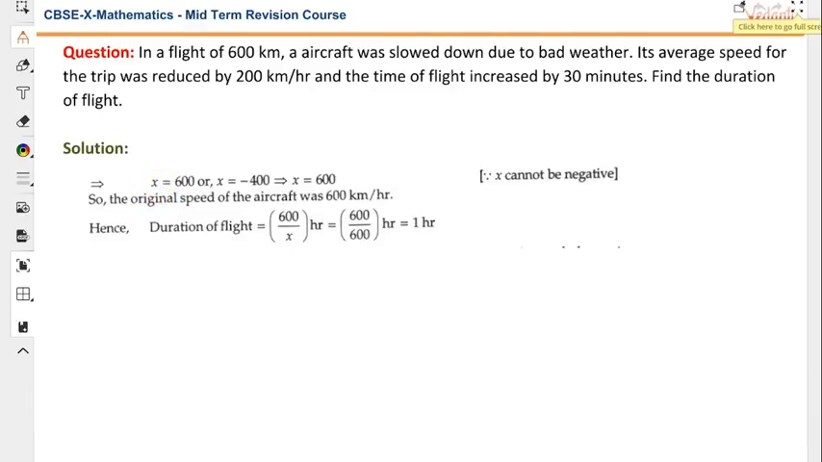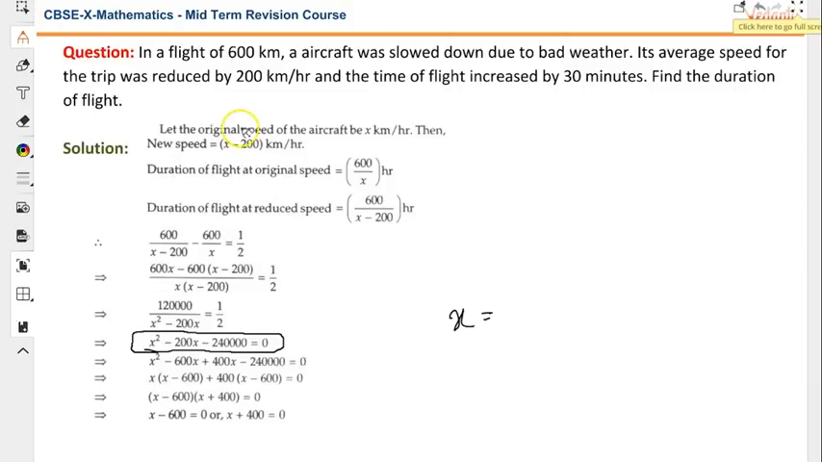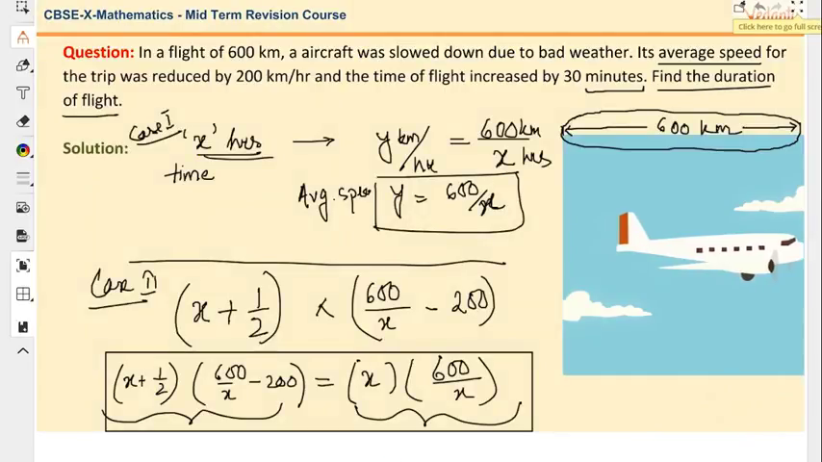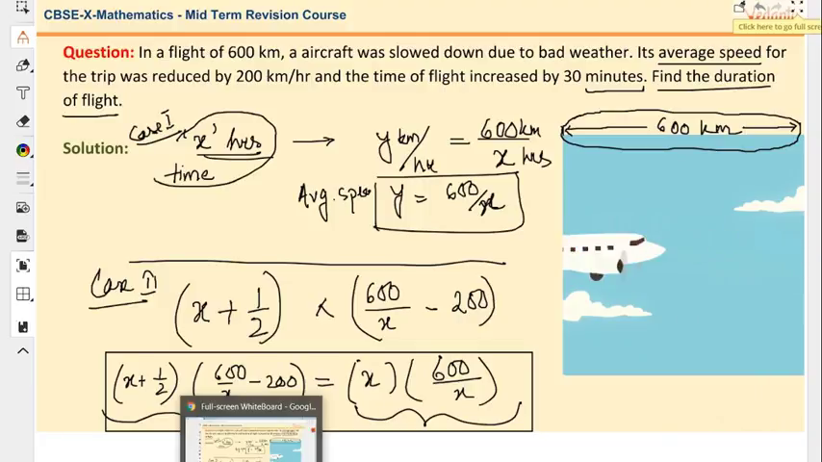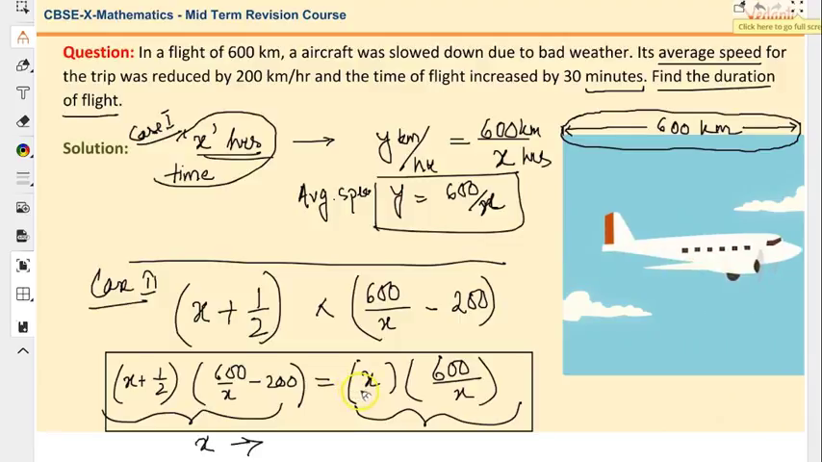Okay guys, you'll get something else, because here they have taken the speed to be x, right? What did we take? We took the time as x. So don't follow this one. Solve by yourself. You can easily solve this, and you'll get the value of x, which is the duration of your flight. Solve it and send it to me, and if you have any doubt, you can ask.